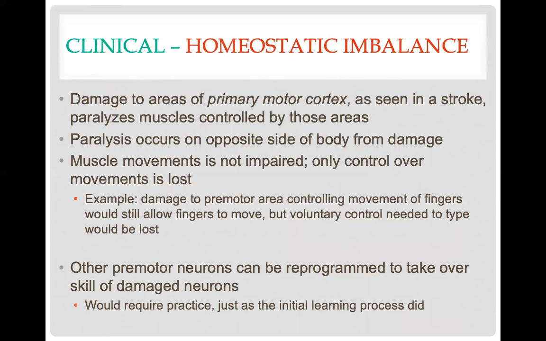Now, in terms of homeostatic imbalances of this region, if you do have damage to the primary motor cortex, which is your precentral gyrus, as a result of a stroke or bleeding, you can have paralyzing of your muscles in the opposite side of your body. Again, that's the whole concept of contralateral. Muscle movement is not necessarily impaired, so there's nothing wrong with your muscles. However, the connection between your nervous system and your skeletal muscle is disrupted.